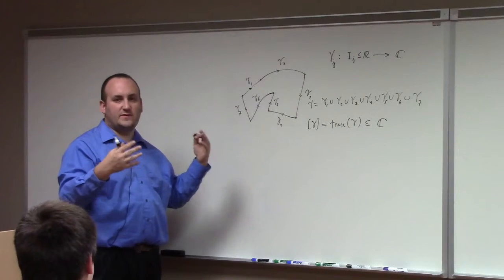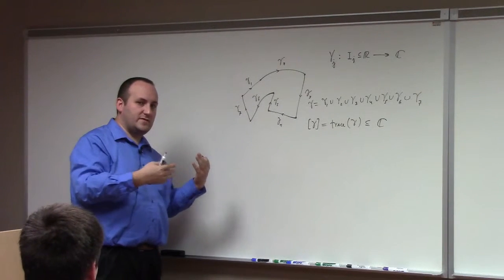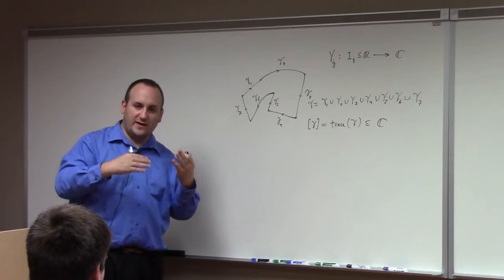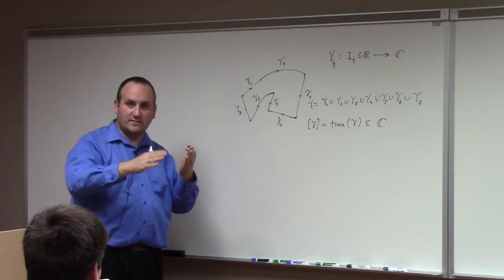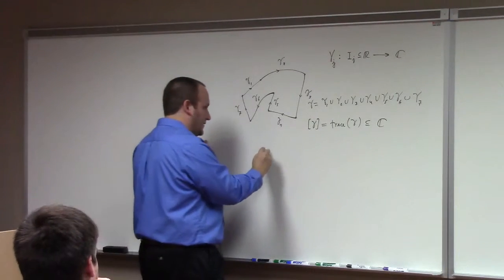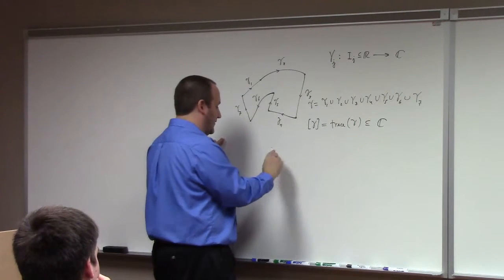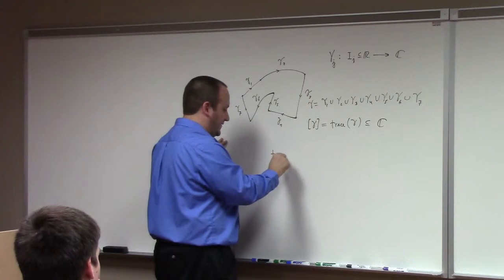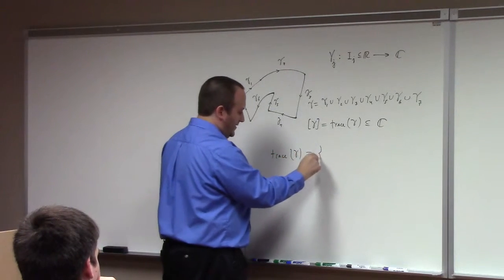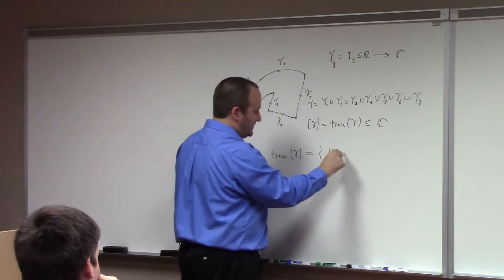The difference between the trace and the curve is that the curve has with it a particular choice of parameterization of the point set. So for example, the trace of the curve, sorry, you could have the trace of gamma be modulus of z equals 1.